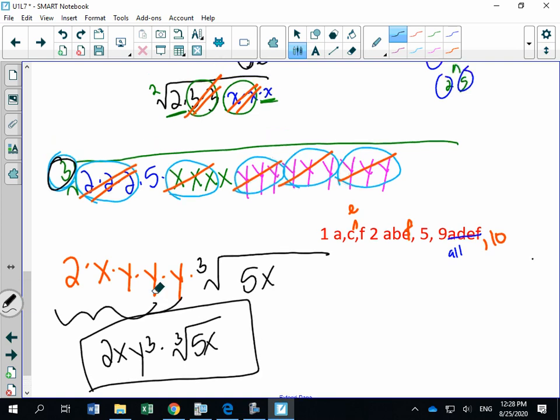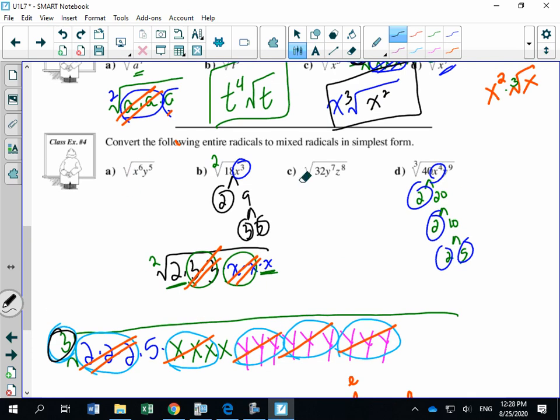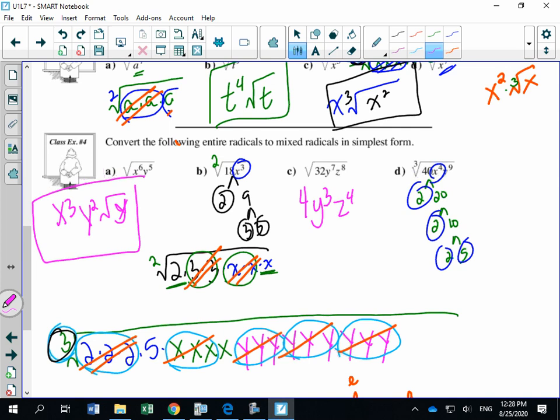Okay. You try, please, A and C. I'm going to give you the answers. You pause it right now, and then you check, and I'll give you the answer. Okay, answers. I get, for A, x to the 3, y squared root y. That's the answer for A. For B, I get 4y cubed z to the 4 times a square root. My radicand should be 2y. So check that you got A and C correct.